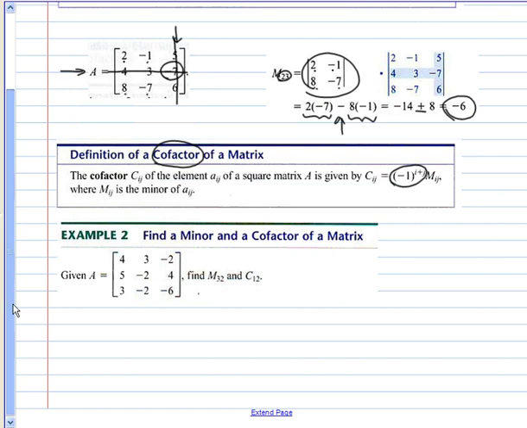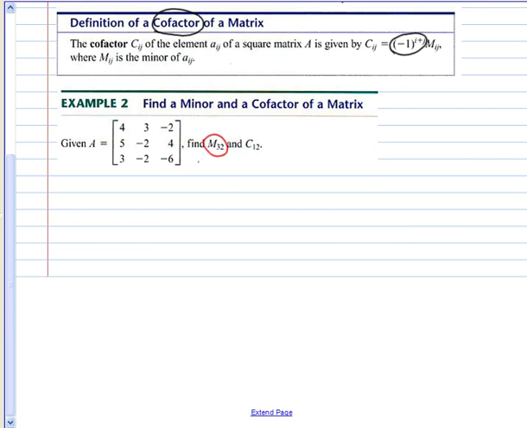So let's try this, where they say find a minor and a cofactor. Find minor 32. Minor sub row 3, column 2. Tell me what's left if I crossed off row 3 and column 2. There it is: 4, -2, 5, 4. There is the minor. Now I just have to do the math on it. 4 times 4, which is 16, minus 5 times -2, which is -10. And what's 16 minus -10? 26. There's minor sub 32, the minor from row 3, column 2.